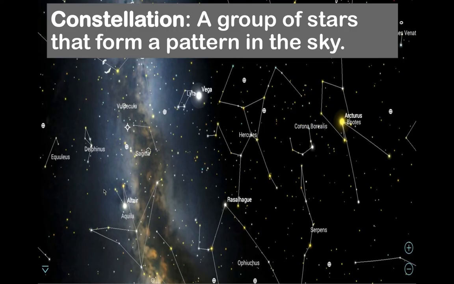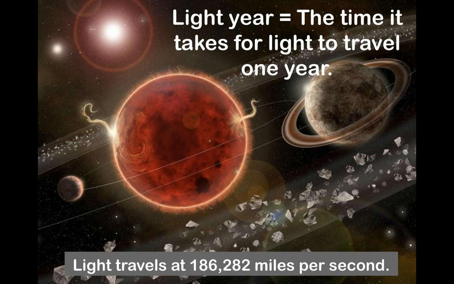Now, a constellation is when you have a group of stars that forms a pattern to sort of look like a picture. And in ancient times, people used the constellations to find their way around. In modern times, astronomers use constellations to talk about the location of stars in the sky.